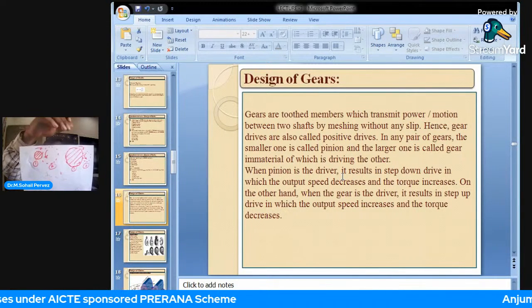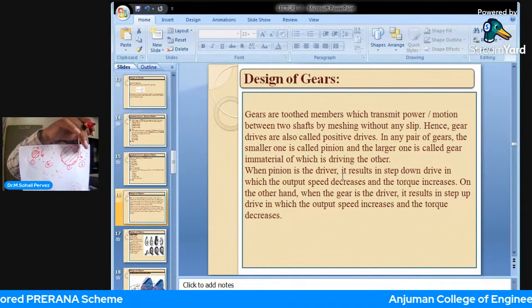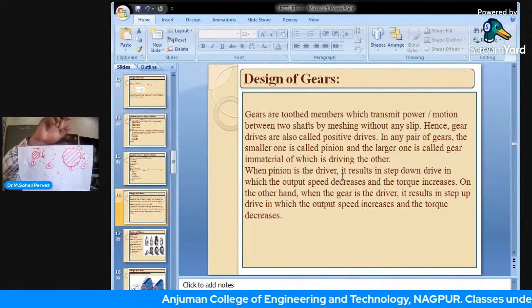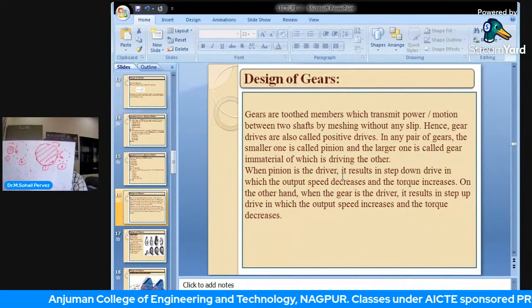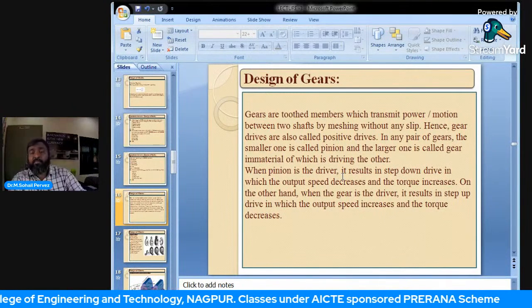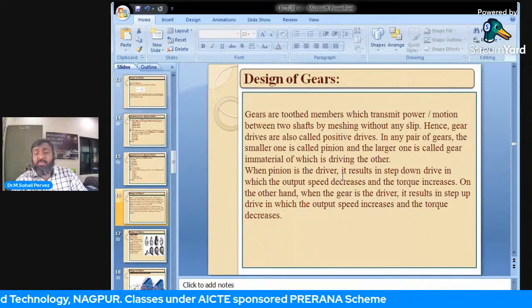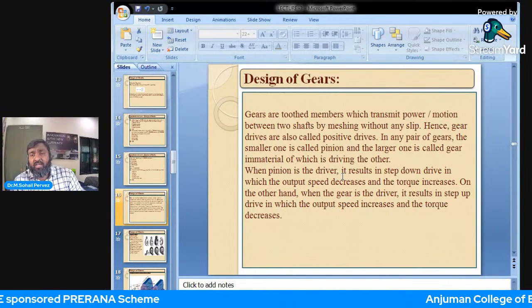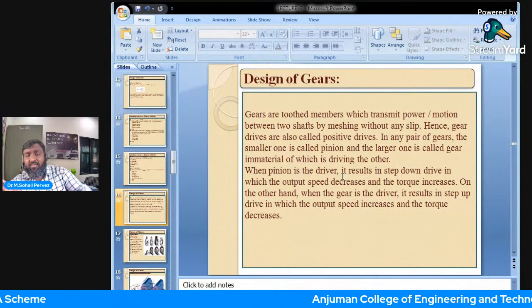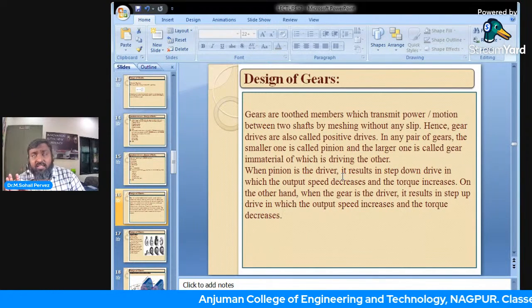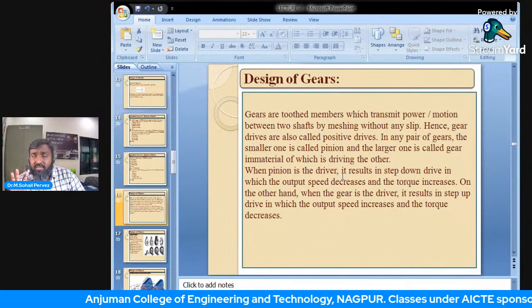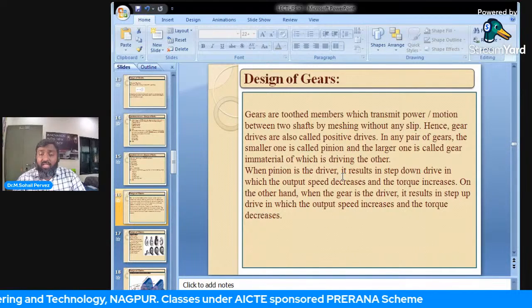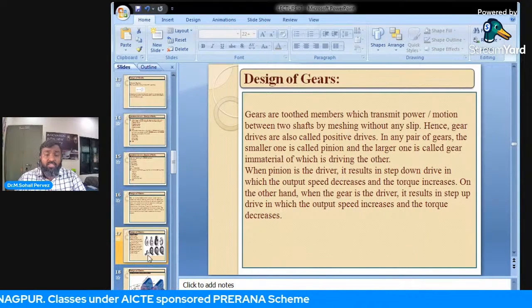This number one is step down, and when a larger gear is driving a smaller pinion, what would it be known as? It would be known as step up drive. So this is the basic meaning of step down and step up: when the small gear, that is the pinion, is the driver, it is step down, and when the larger gear is the driver and the driven is smaller, it is called step up. So this is how gears will be.